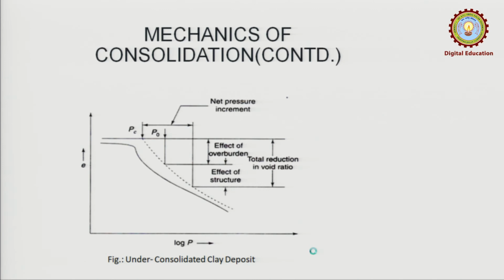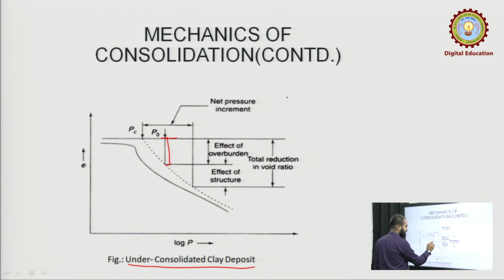So, this is just a diagrammatic representation. You can see what will happen for underconsolidated clay. Due to overburden, some part of the settlement has taken place. Now, if we put a structure on this, what will happen? Again, a settlement will take place this much. So, the total reduction in the void ratio will be this much, out of which for the time being only this much has taken place. If you make a structure on it, again this much will take place. So, it is risky.